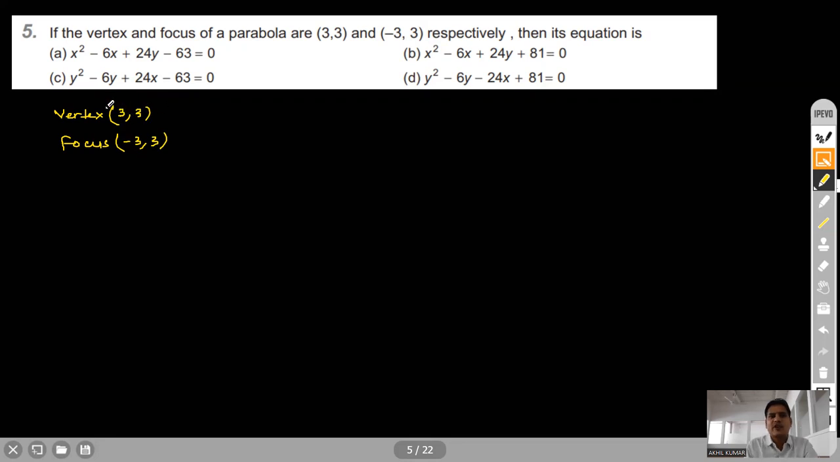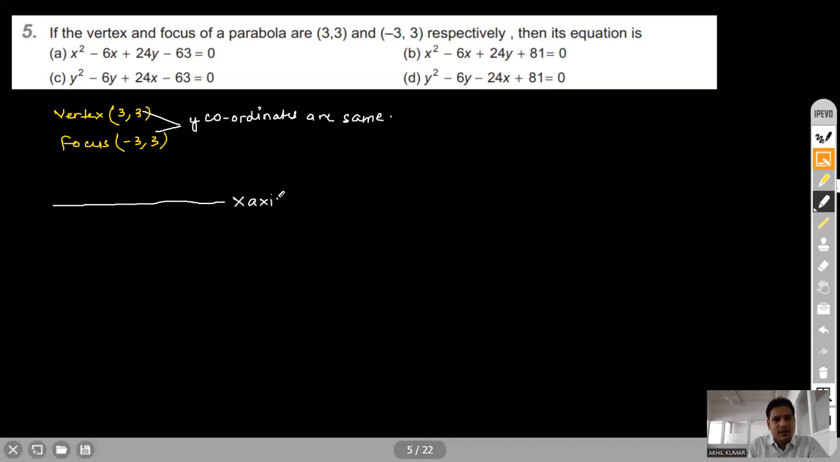Okay, so if you observe, the y coordinate of this vertex and focus is same. Y coordinates are same. So one thing is sure, like our parabola's axis will be parallel to x-axis. This is clear from the coordinates of this vertex and focus. Okay, and so how will our parabola look like? So suppose this is our x-axis. So the axis of parabola will be parallel to this. Okay, so our parabola will look something like this. So this will be our vertex and this will be our focus.